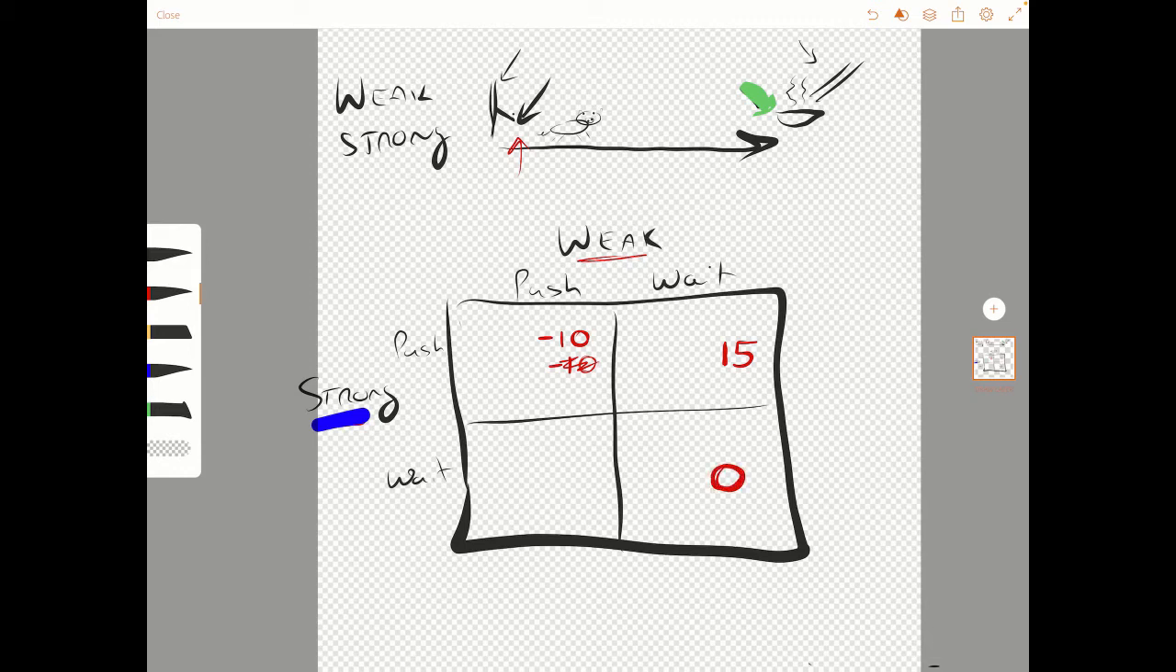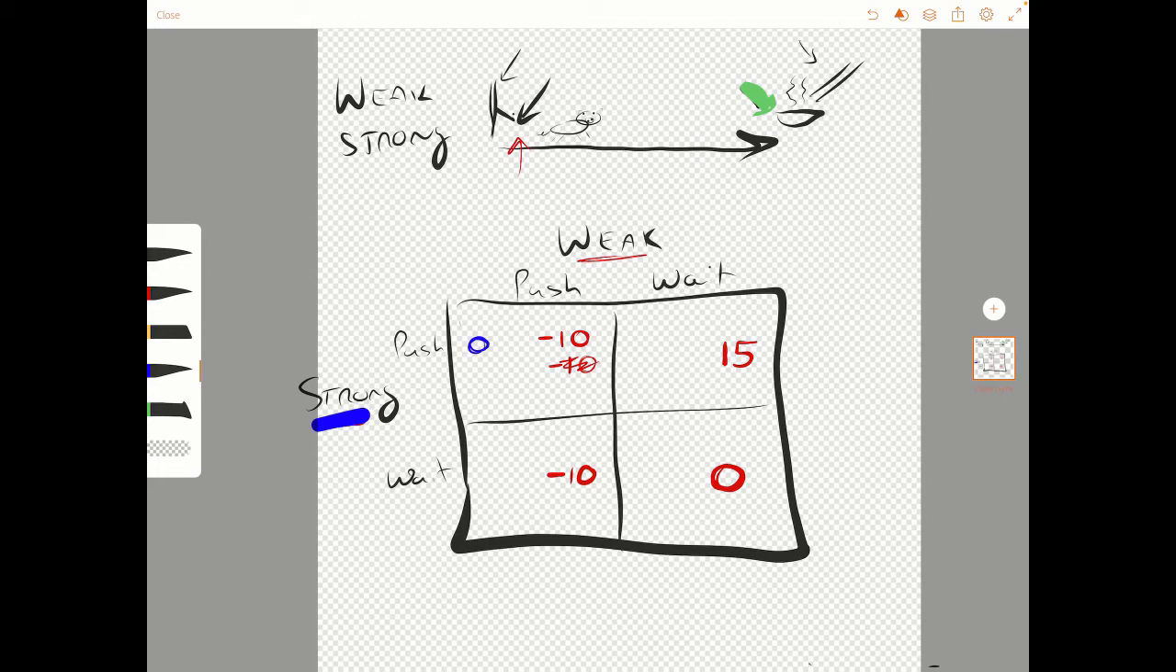If both pigs wait, then the weak pig gets nothing because there is nobody pushing the lever to distribute the food. And if the weak pig pushes while the strong pig waits, well, the weak pig pushes the lever, runs over, and by the time he gets there, the food is all gone because the strong pig has eaten it. So those are the payoffs for the weak pig.